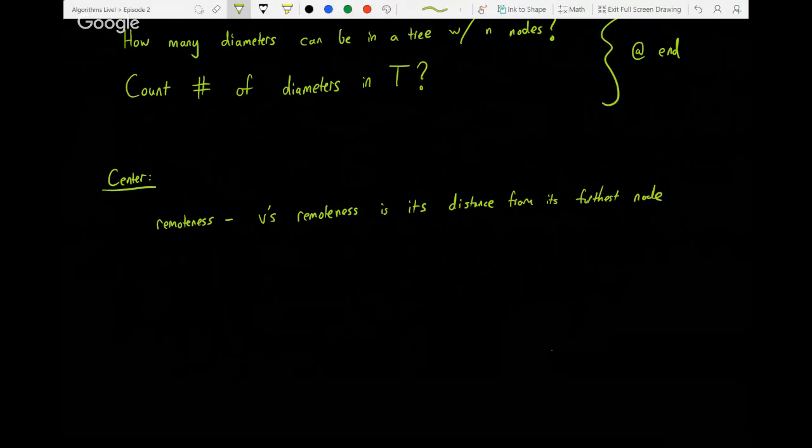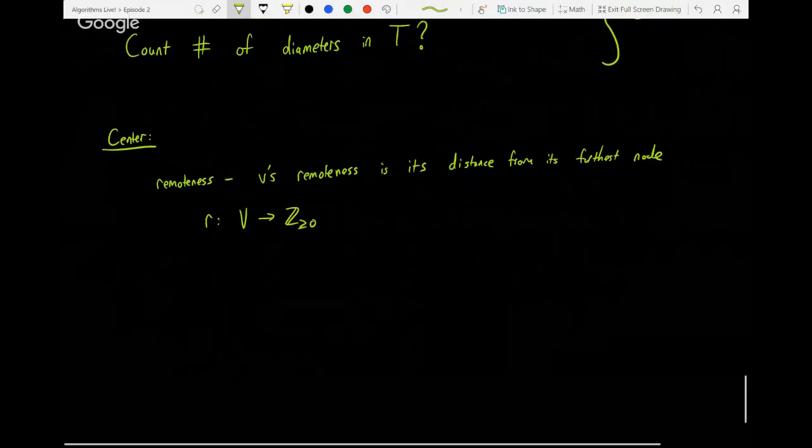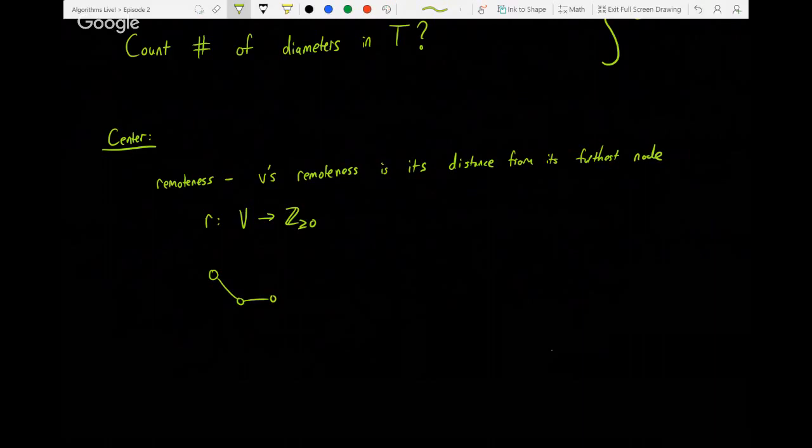All right, so once again, it's just a function. You pass in some vertex, you get some integer that's greater than or equal to 0, so non-negative. If I draw out a graph like this, I can define what remoteness means. So this node right here has remoteness of 4 because the furthest node from it is this node right here, and it uses up 4 edges to get there. So we have 1, 2, 3, 4.